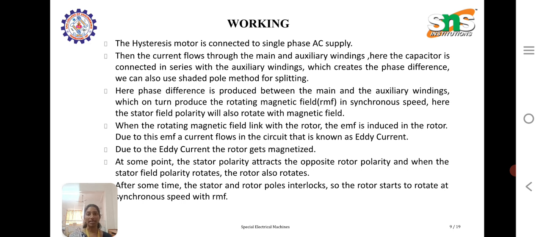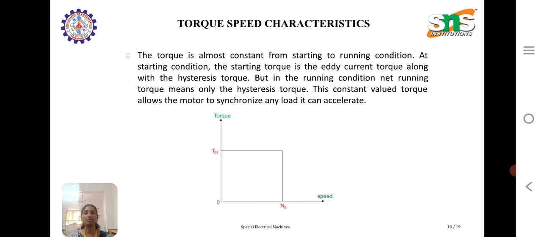So first, when the supply is given, the current flows through the windings. There will be a phase difference between the main winding and the auxiliary winding, which in turn produces the rotating magnetic field. When the polarity is opposite and the rotor starts to rotate, after some time the stator and the rotor poles interlock, so that the rotor starts to rotate at synchronous speed with the rotating magnetic field. So this is the simple working of a hysteresis motor.